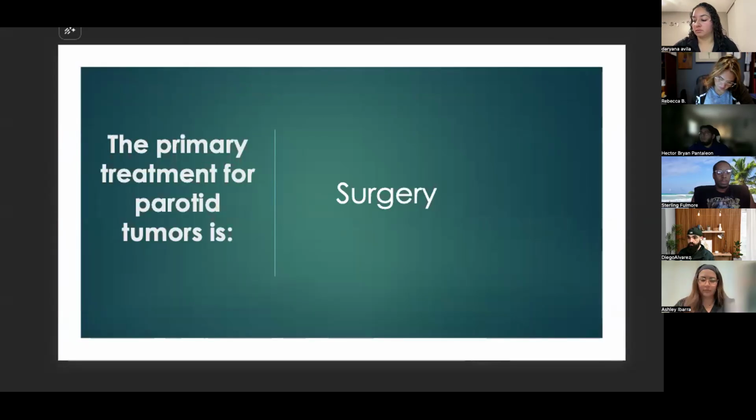The primary treatment for parotid tumor is surgery. This is why we don't see a ton of salivary gland treatments on the LINAC, because generally these people are going to go into surgery. When we see them, it's generally because they have regional or lymph node involvement.